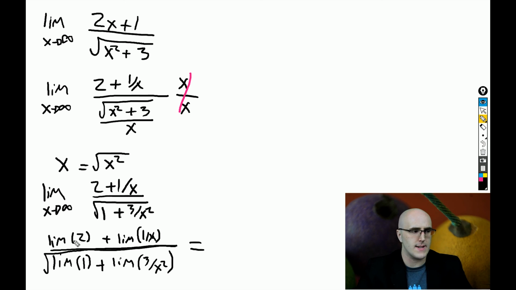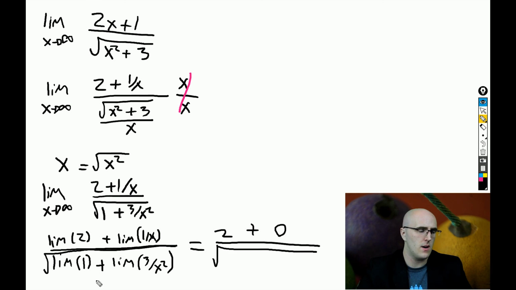The limit of 2 as x approaches infinity is just 2, because it doesn't change with x at all. So we have 2, plus the limit of 1 over x, which as x approaches infinity, just like in the previous example, we get closer and closer to 0. So plus 0, over the square root of the limit of 1 as x approaches infinity, which is just 1, plus the limit of 3 over x squared, which as x approaches infinity just gets closer and closer to 0. So plus 0. So this bottom root is just going to become the square root of 1, which is just 1. And on the top we're going to get 2.